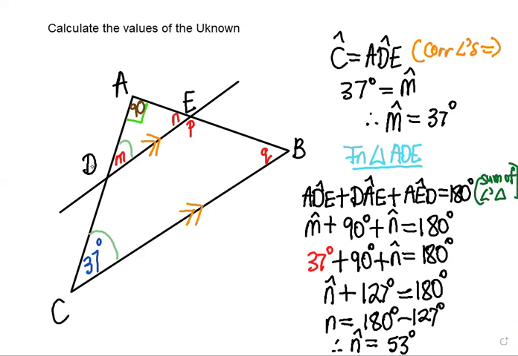Remember this 53 degrees is this smaller angle N. One thing that is also very important from here is that you know the sum of angles in a straight line is 180. So I'm going to say angle N plus P is going to be equal to 180 degrees.